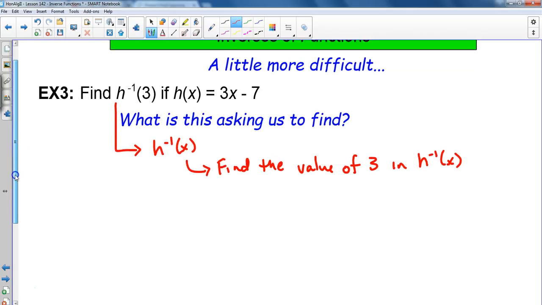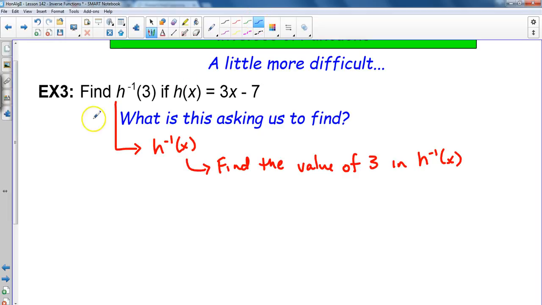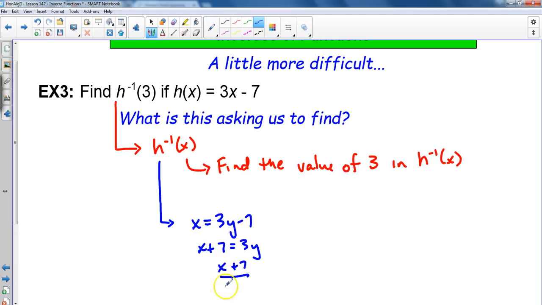All right, so the first process is exactly the same. We want to find the inverse function. And in order to do that, we switch the x's and the y's. So we end up with x equals 3y minus 7. Go through that process like you just did. Solve for y. We're going to get x plus 7, we're going to add 7 to both sides, is equal to 3y. And then divide by 3, and you end up with a function that looks like this. This is h inverse of x.